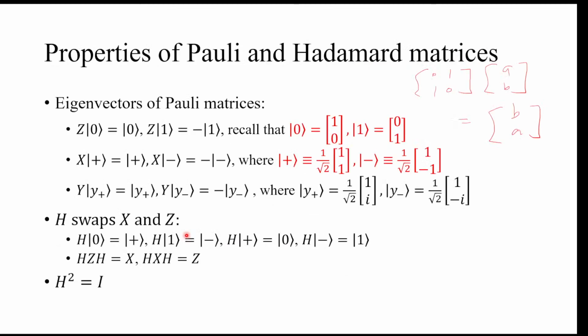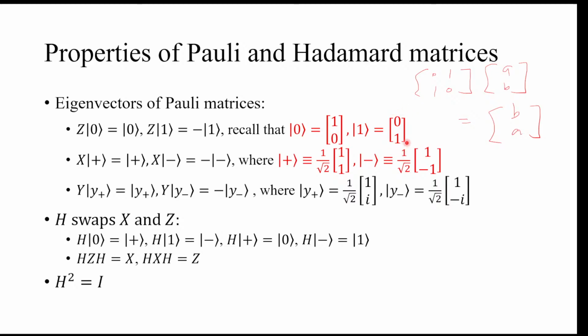First, we like to know the eigenvectors of the Pauli matrices. The eigenvectors for the X and Z are the most important ones. You really need to memorize who they are. The eigenvectors for Z are the 0 ket and 1 ket, which are just the standard basis vectors, 1, 0 and 0, 1.